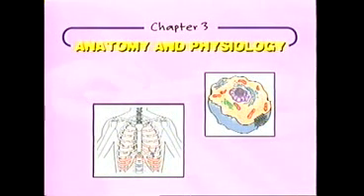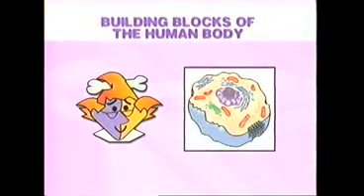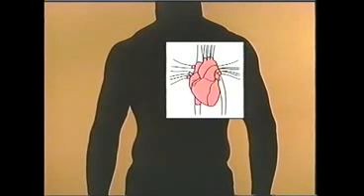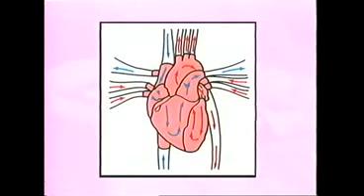There are two main objectives that you will cover in this chapter, which are building blocks of the human body and basic body systems. Let's focus first on the basic building blocks of the human body. Our study of the human body is divided into two categories: anatomy, which is the study of the organs and systems of the body, and physiology, which is the study of the functions these organs and systems perform.